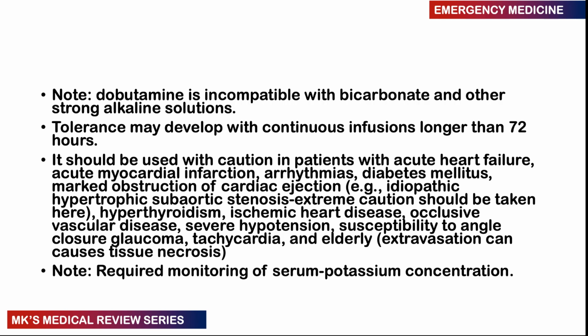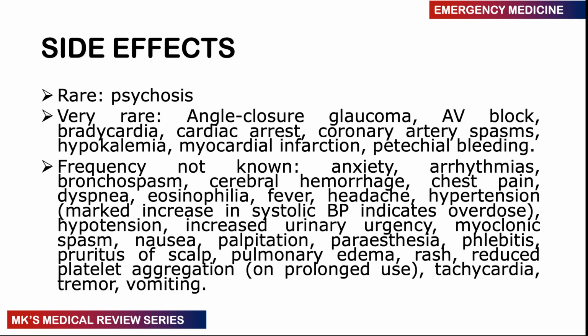Patients with hyperthyroidism, ischemic heart disease, occlusive vascular disease, severe hypotension, susceptibility to angle closure glaucoma, tachycardia, and the elderly, because elderly patients tend to be quite sensitive to these vasopressors and inotropes. And remember, extravasation can actually cause tissue necrosis. You keep a patient on high doses of these drugs, you'll find their digits have become black, and they may actually have some necrosis, especially if it's being administered via a peripheral vein. And remember, if it's a peripheral vein, make sure it's in the cubital fossa, not those peripheral veins that you see in the hands. So you require monitoring of serum potassium concentration.